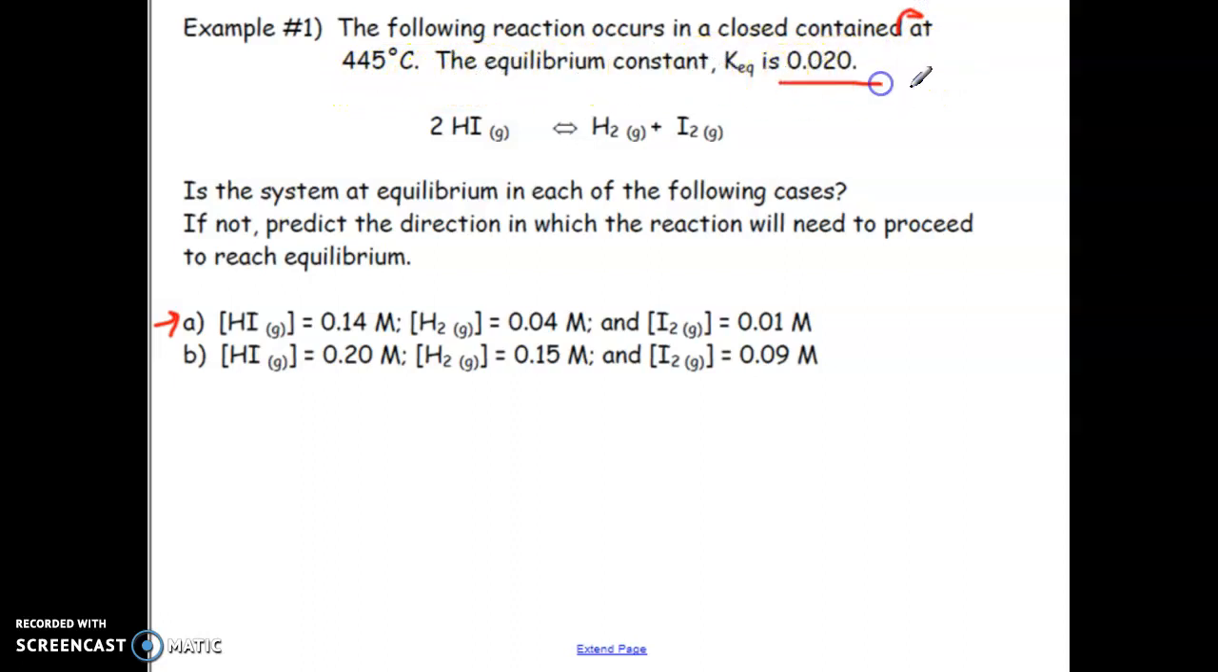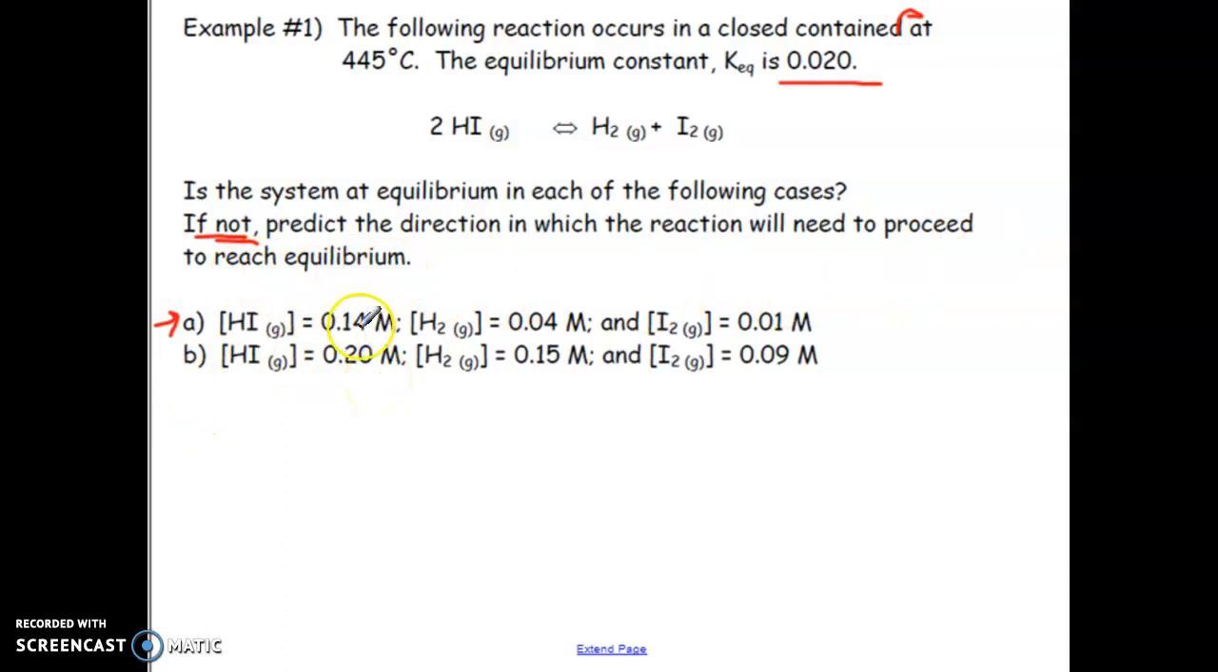The equilibrium constant is 0.020. So that means at this temperature right here is our K value. We have our balanced chemical equation, which is nice. We don't have to write that out. And it's asking, is the system at equilibrium in each of the following cases? If it's not at equilibrium, predict the direction in which the reaction will need to proceed to reach equilibrium.